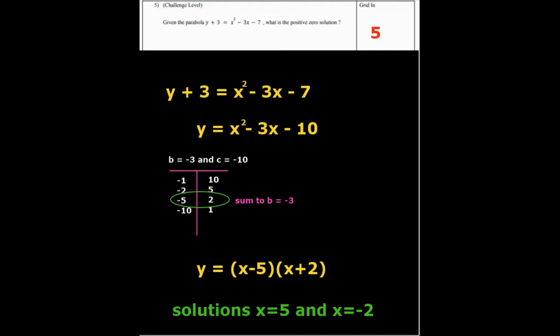Setting up the factors for C, of the 4 possible integer factors, only negative 5 and 2 work. That factor pair sums to B equals negative 3. So now we can set up the binomial pair, x minus 5 times x plus 2. And we have the factored form of the quadratic above. The solutions will be x equals 5 and x equals minus 2. The question says, what's the positive solution? So you make sure you grid in 5.